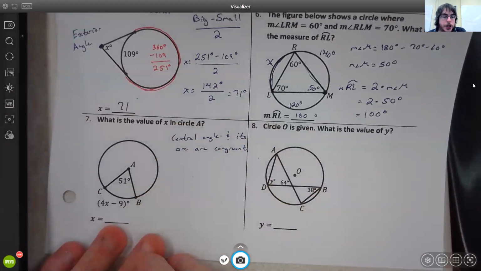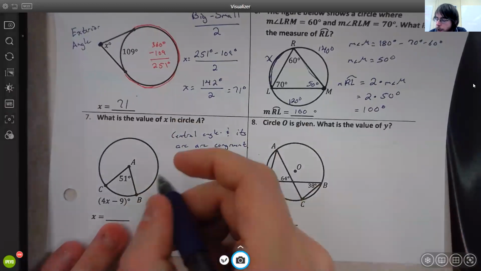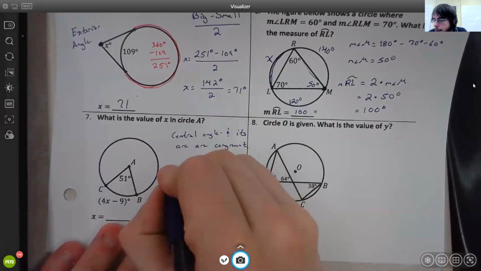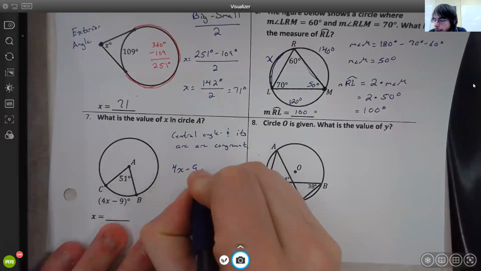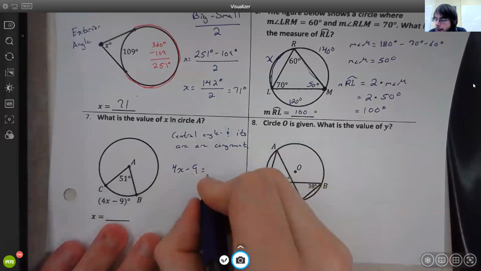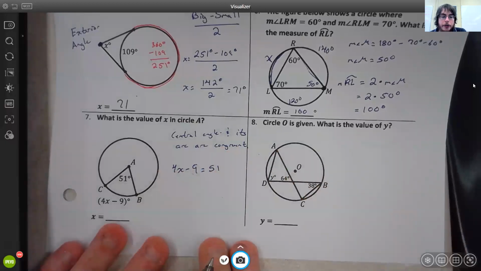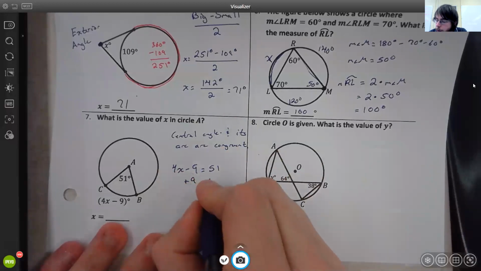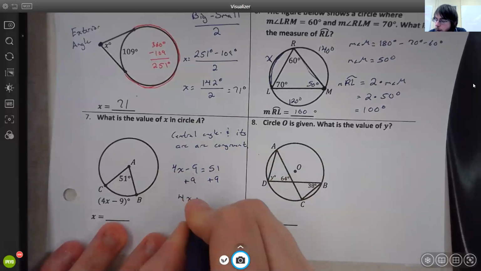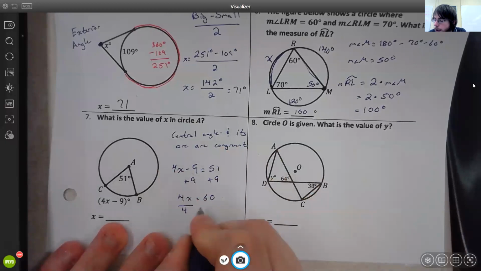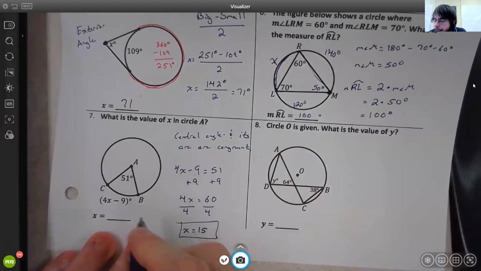Okay, so what that means is that we can take 4x minus 9, and since the central angle has to be the same as its arc, we set it equal to 51. So we add 9 to both sides, and we find 4x equals 60. Divide both sides by 4, and you get that x is equal to 15.